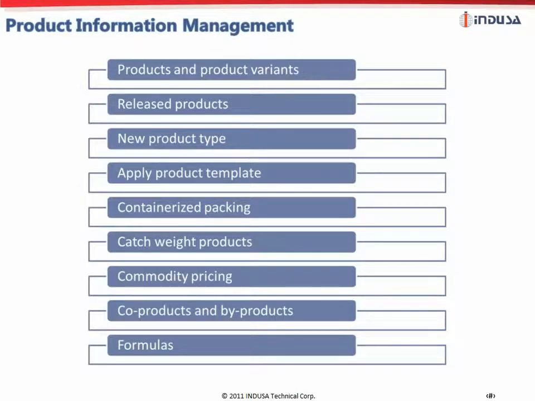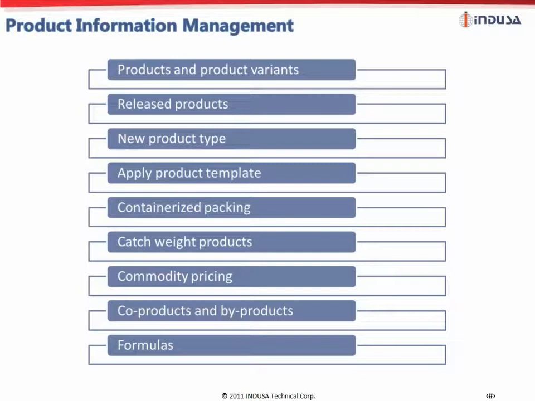Specific functions are included in the new released products list page and released product details form for process manufacturing. Apply product template: a product definition no longer needs to be created for each product to be released to a company. You can now release multiple products, including product variants, to multiple companies.